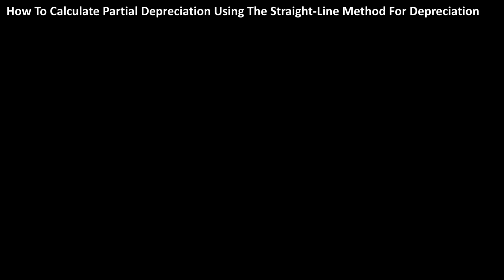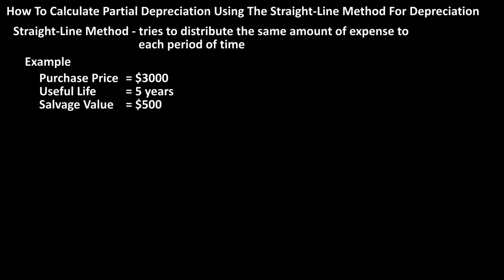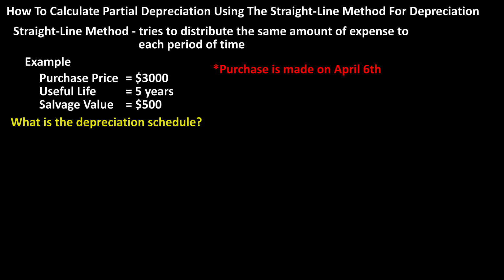The straight line method for depreciation tries to distribute the same amount of expense to each period of time. However, if a purchase is not made at the start of a year, this has to be accounted for. As an example, let's say that a company purchases a piece of equipment for $3,000. The useful life is 5 years, the salvage value is $500, and the company applies the straight line method for depreciation. The purchase is made on April 6th. What is the depreciation schedule?